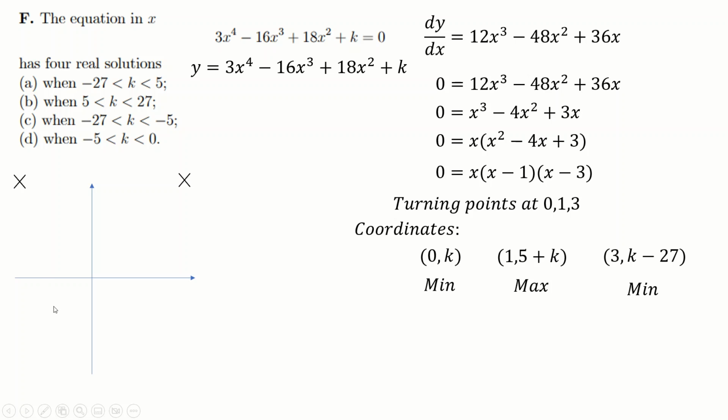Turns, it goes down, 1 root, turns, turns, turns, 1 root again. So that's 2 roots. So this needs to be above the x-axis, these two need to be below. So okay, k clearly needs to be negative to be below the x-axis.